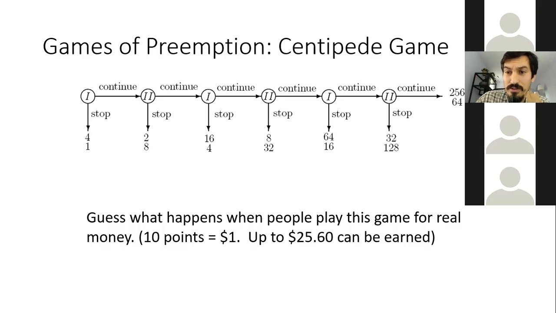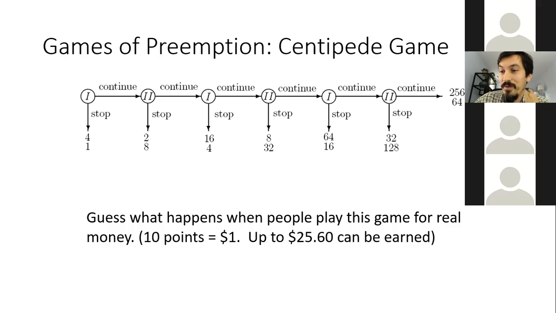So let's use backwards induction in the centipede game. Player 2, if they ever get to the very last circle, player 2 should stop, because they get 128 points instead of 64. So player 2 should stop according to self-interest. They should stop.